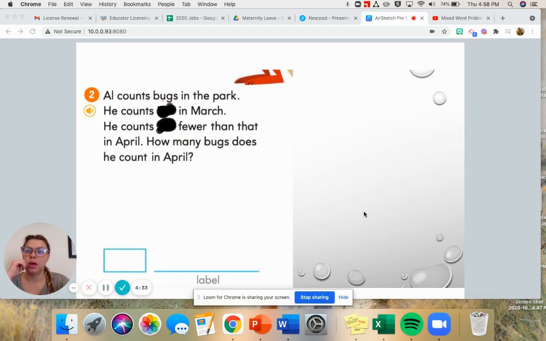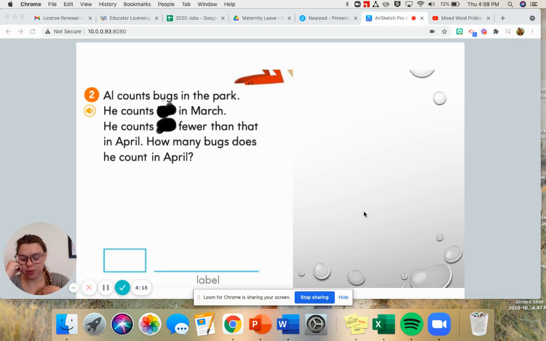Second read. Al counts bugs in the park. He counts blank in March. He counts blank fewer than that in April. How many bugs does he count in April? Okay, so for the second read, we need to decide what math is going on here.